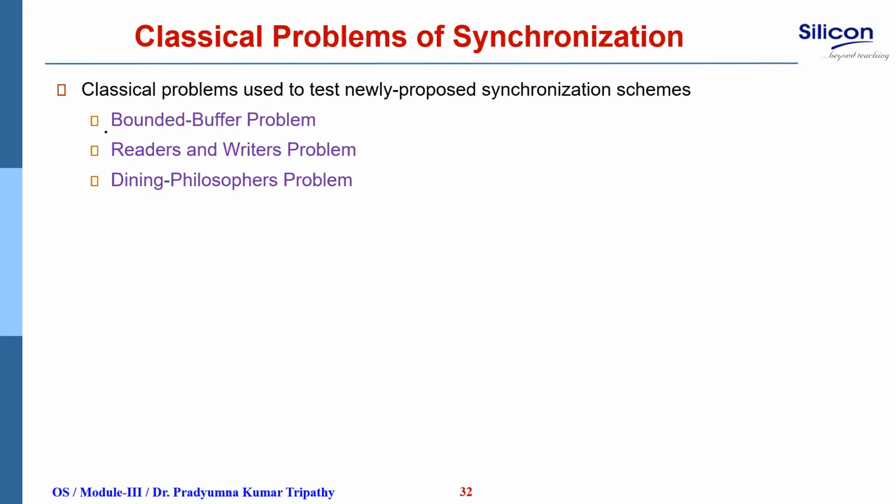Coming to the first one, the bounded buffer problem. The bounded buffer problem is also known as the producer consumer problem. Correct?